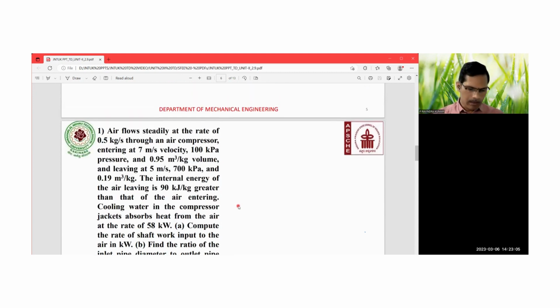So this is the given problem. Now you can write the diagrammatic sketch. When an air compressor is mentioned, try to draw a small representation. It is a good practice.